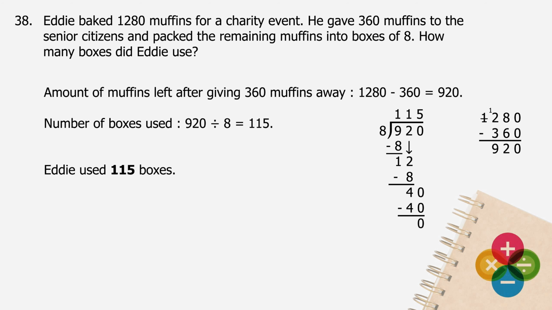The amount of muffins left over, after giving 360 muffins away, will be, subtract 1,280 from 360, and the difference is 920. The number of boxes used will be, divide 920 by 8, and the quotient is 115. Eddie used 115 boxes.